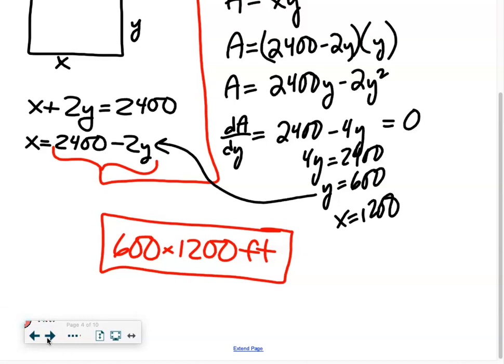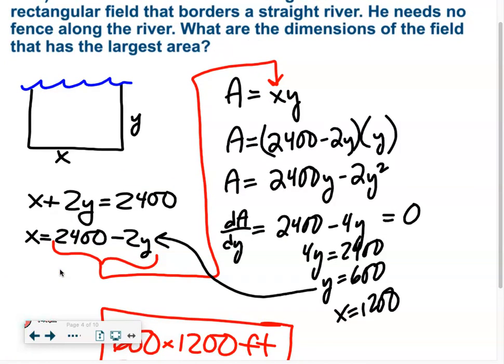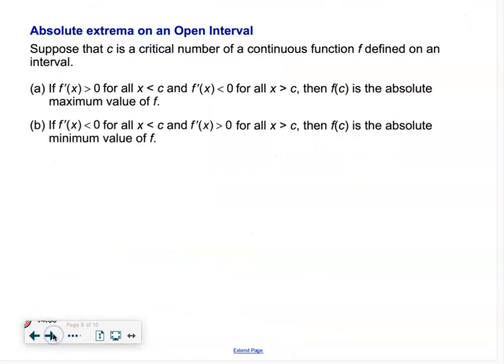Sometimes they'll ask you for the dimensions. Sometimes they'll ask you, like, what is the area? Whatever they ask for. You just make sure you read the question and answer what they're asking. All right. Not a bad little starting problem. Does that make sense? Okay, going to take it up a little notch. Oh, wait, before we take it up, I got to mention this.